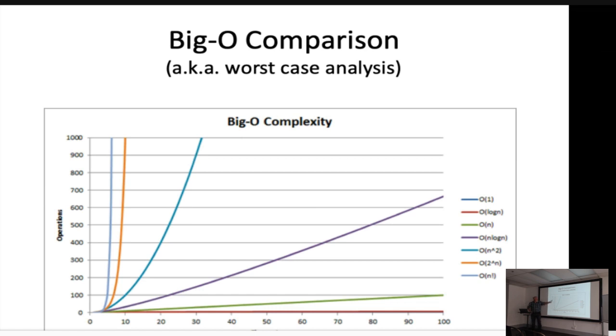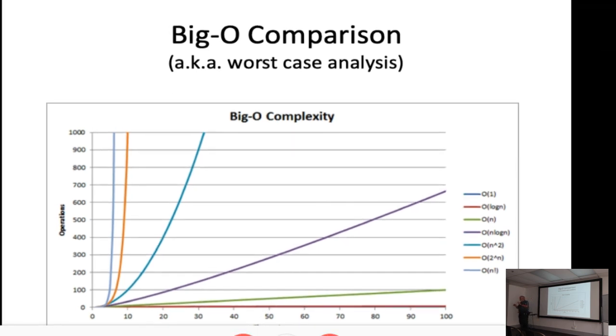So these graphs here represent different categories of algorithms. And you can take a problem and solve it using any one of these categories of algorithms.